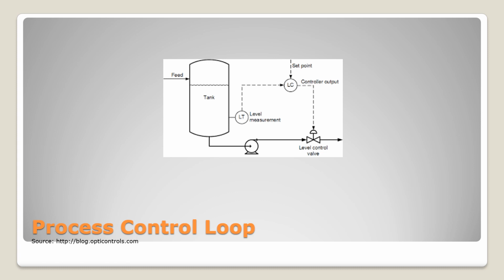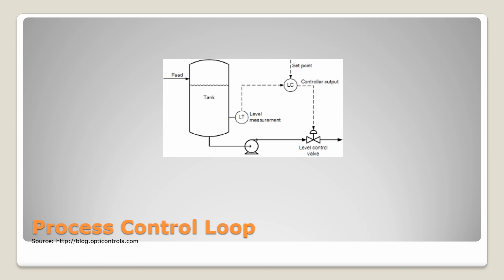So process control is just controlling some parameter, and we call those parameters processes. So it could be something that heats, something that cools. It could be level, it could be temperature, it could be pressure, it could be flow rate. All of those things are just a process.